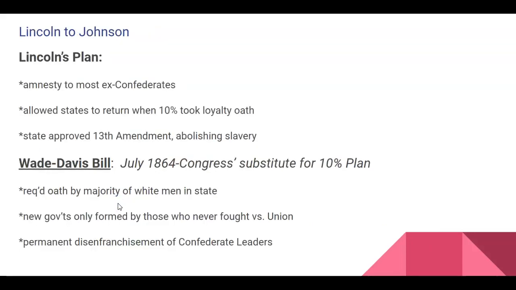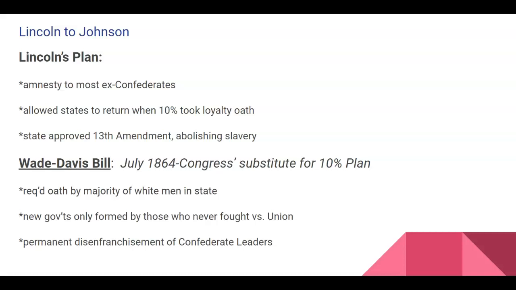So this was Lincoln's plan. Amnesty to most ex-Confederates. And as soon as you could get 10% of your males in the southern states to take a loyalty oath to the United States, then that would be one of your requirements that you would meet. The state had to approve the 13th Amendment abolishing slavery, and they had to rewrite their state constitutions. So they would take their state constitutions, write in abolition, and then once they did that, Lincoln's idea was you could come back to the Union, meaning your representatives would come back to Congress.